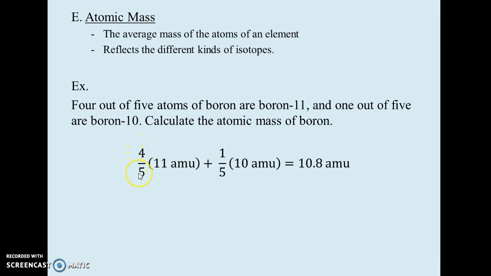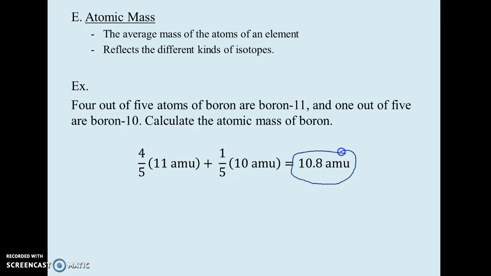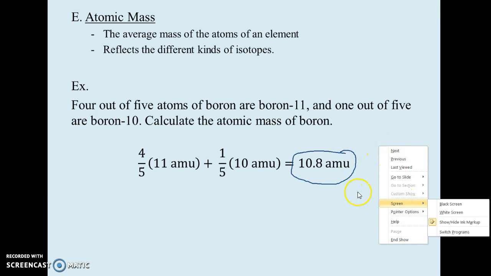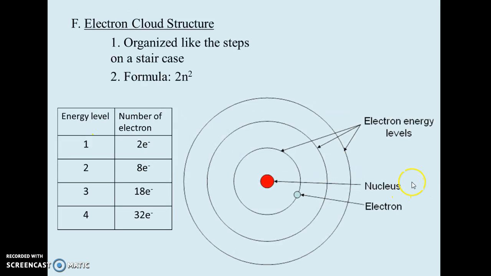So because 4 out of 5 would be boron 11, we take the AMUs, which is this mass number, that's the atomic mass unit, multiply by the fraction, multiply 10 by 1/5, because that's how many we have. So this would be our atomic mass for boron. If you take a look at the periodic table, you'll see that the atomic mass of boron is about 10.8. So what this does is it allows us to say, okay, boron 11 is obviously the most abundant. That's why this number is closer to 11 than it is to boron 10.